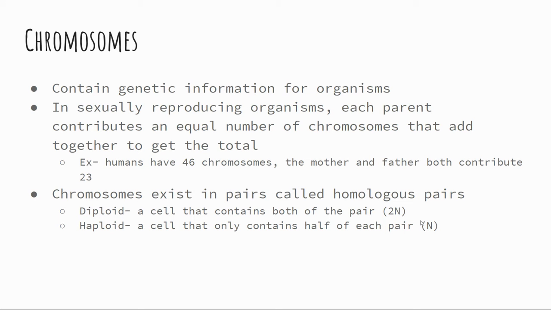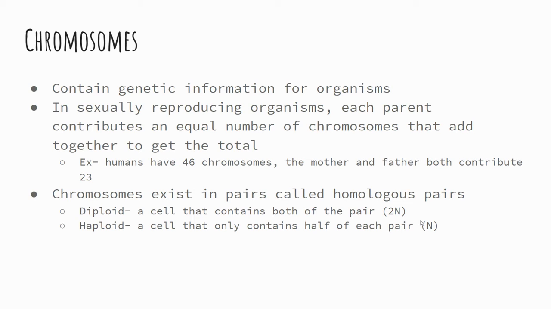So chromosomes, this is mostly a review, contain genetic information for organisms. In sexually reproducing organisms, each parent is going to contribute half of the needed number of chromosomes for that organism. For example, a human has 46 chromosomes. The mother and the father are both going to contribute 23. 23 plus 23 is going to be 46.